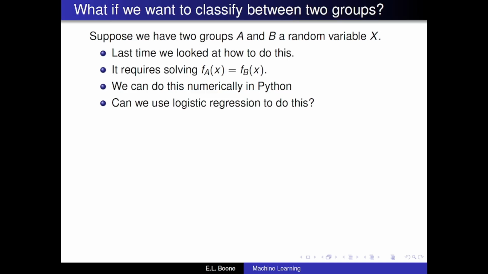All right, suppose we have two groups, A and B. Now, there's going to be two groups for logistic regression right now, okay? And random variable X. Last time we looked at how to do this, and it was basically we were solving two densities for each other and trying to find the point at which they cross. Now, we could do that numerically in Python. It was pretty easy. But logistic regression just sounds like this, doesn't it?